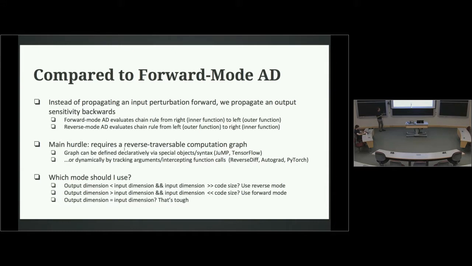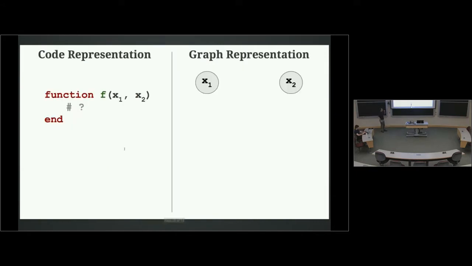So this is kind of the performance complexity game. You start playing, it ends up being output dimension versus input dimension, and then code size versus the number of variables you're using. And so maybe this will become a little bit more clear once we actually start getting into an example.